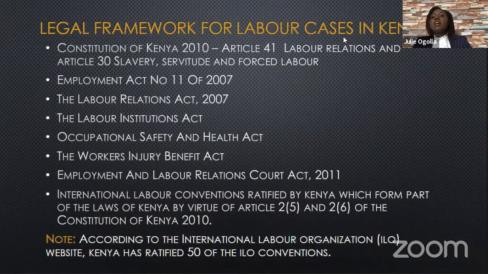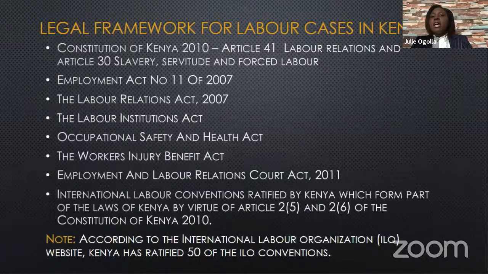Then we have, of course, the main parent act that relates to employment issues in Kenya, which is the Employment Act of 2007. It talks about the contract of service. It talks about the various rights of the employee, how to go about disputes. And we also see the Labor Relations Act, which focuses on trade unions, how trade unions are formed. We are looking at the Labor Institutions Act. We are looking at the Occupational Safety and Health Act. These are the various health standards that should be adhered to at the place of work.